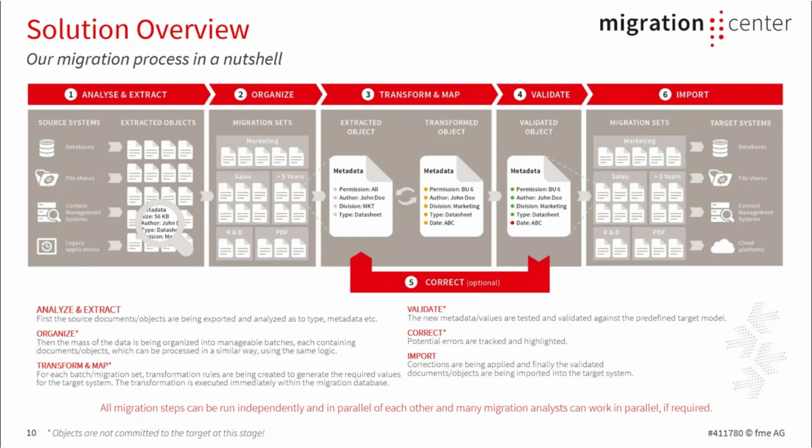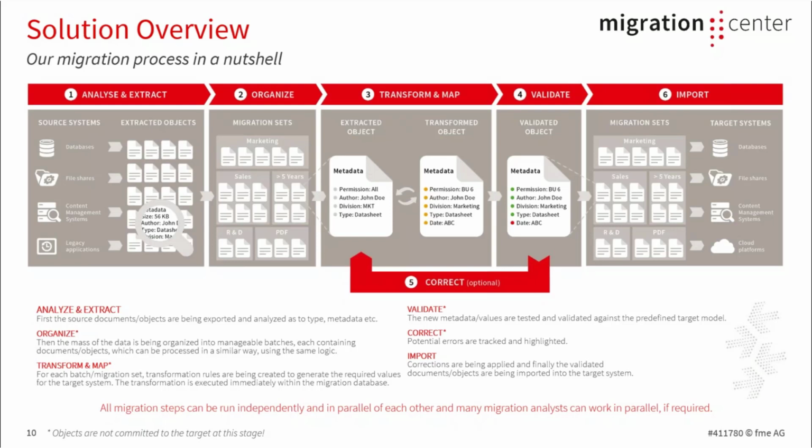Within the organization phase, you're able to build your own sets based on many different selection criteria. This could be, for example, marketing documents in one bucket, or sales related documents, or the documents from the last 5 years. Doesn't matter. You can build your structure or your batches, or as we call them, migration sets, individually, based on your requirements. If you're done with the organization, the next step is the transform and map process.